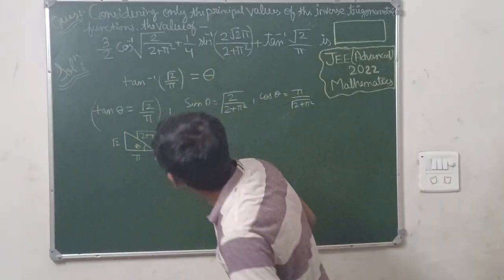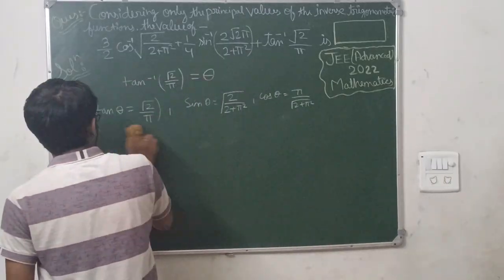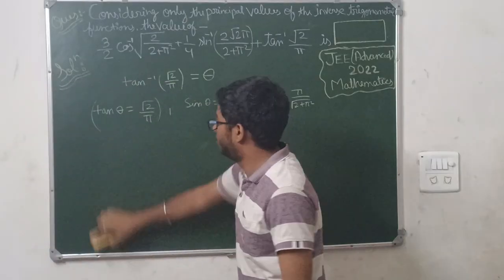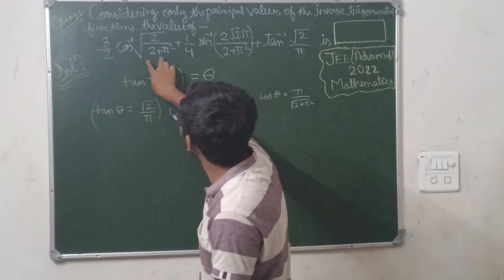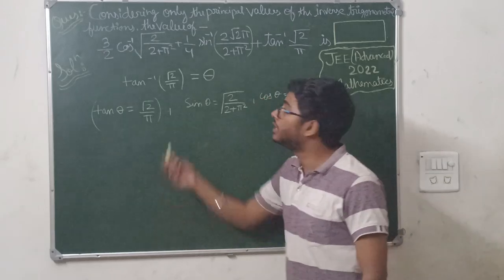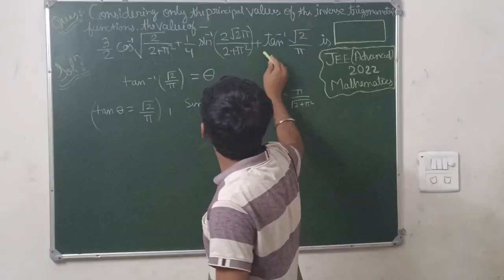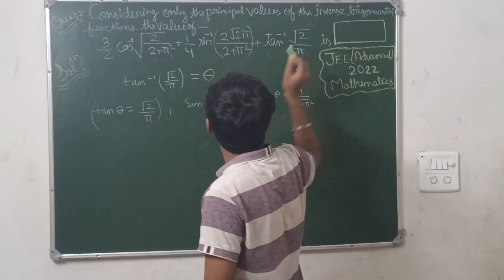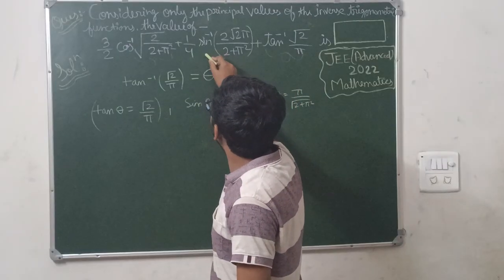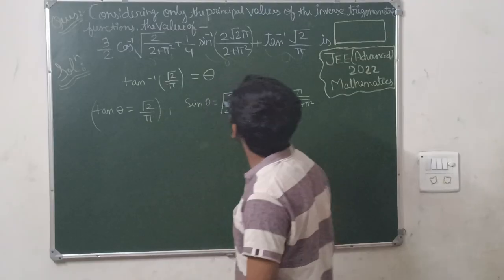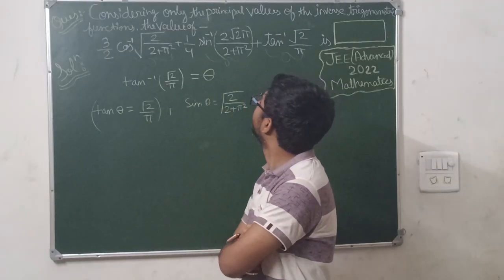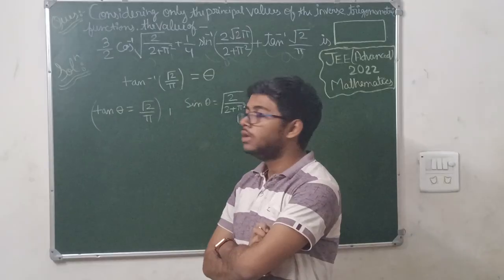Now the question is a little bit simple from here. You can see that this thing is sin theta. So in cos inverse we can substitute this as sin theta, and this whole thing we can assume as theta. What can we do with this sin inverse 2 root 2 pi upon 2 plus pi square? What can we do with this?